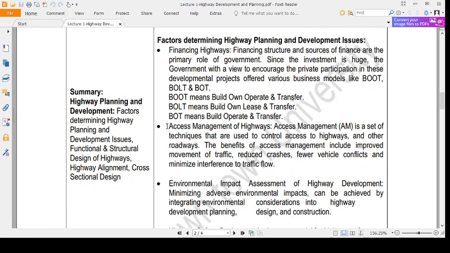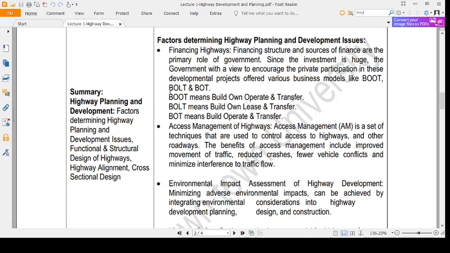The next thing is access management of the highways. Access management is a set of techniques used to control access to highways, that is, how a highway and other roadways can be accessed. That can be maintained by different facilities provided there, like signals and other things. The benefits of access management include improved movement of traffic, reduced crashes, fewer vehicle conflicts, and minimized interference to traffic flow.